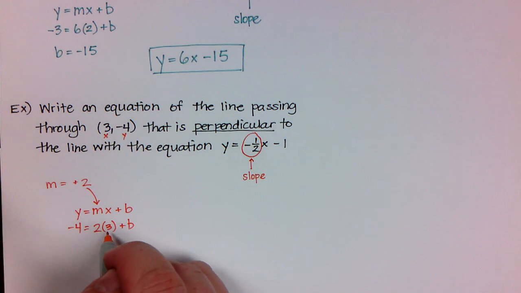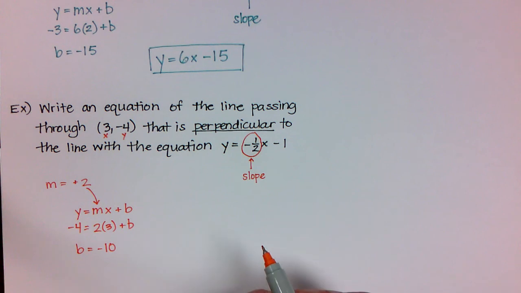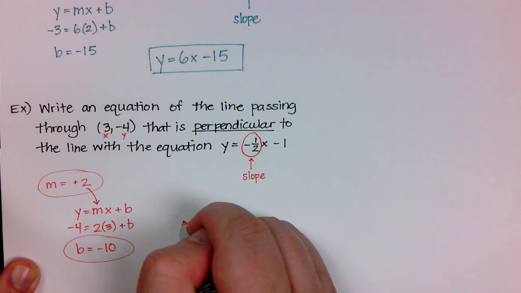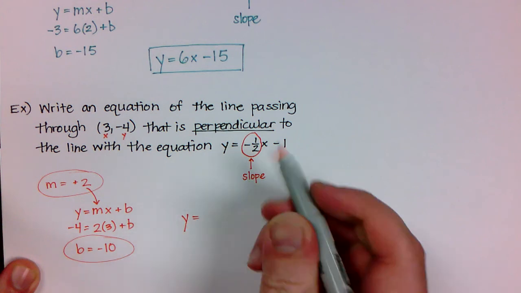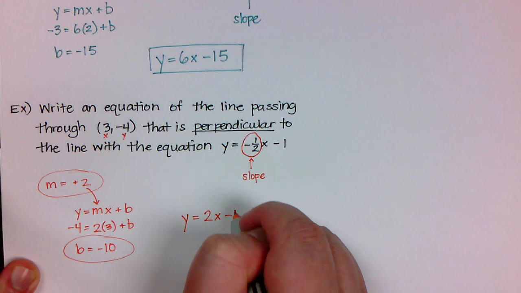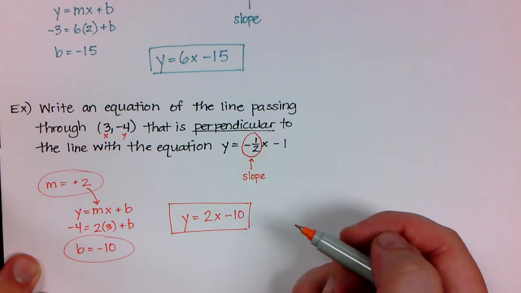2 times 3 is 6, so if I subtract that on both sides, I'm going to find that b is equal to -10. So now I can combine the slope and the new y-intercept to write my perpendicular line. y is equal to 2x minus 10, and I'm done. Awesome. Piece of cake.